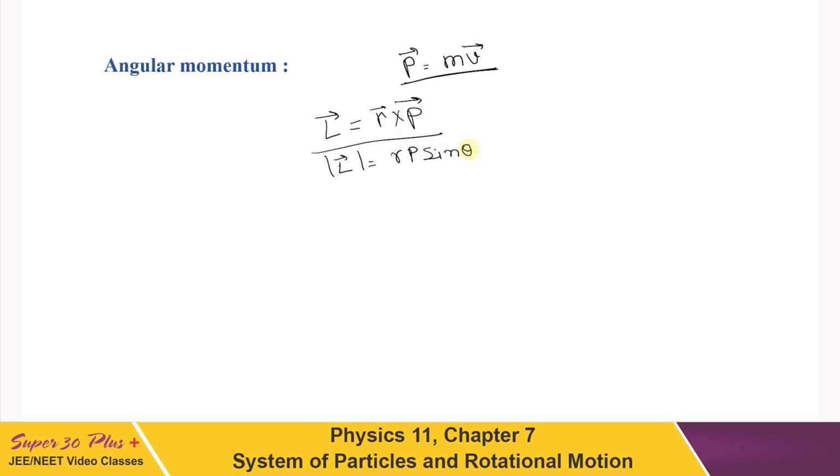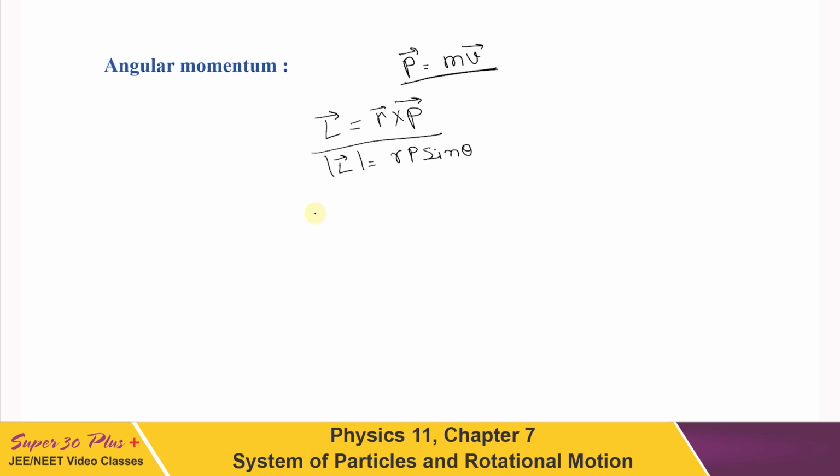Now angular momentum will be 0 if either p becomes 0, or r vanishes when the particle is at the origin, or if the angle between r and p is either 0 or 180 degrees. So these are the conditions when angular momentum will become 0.